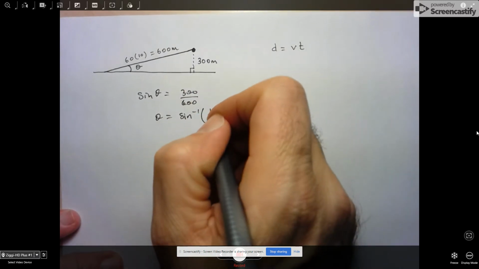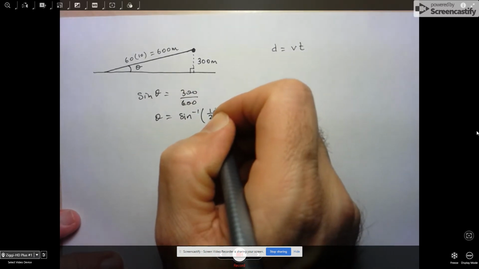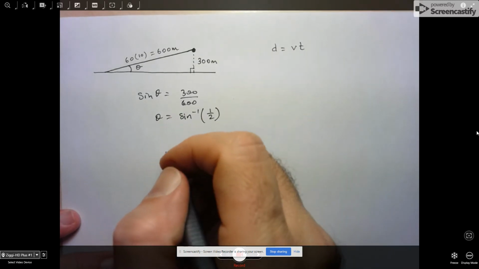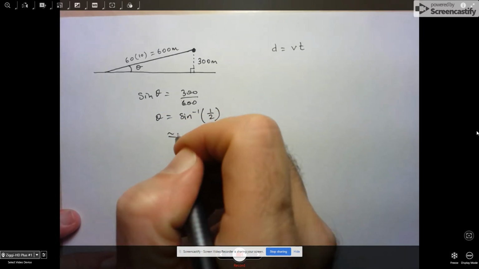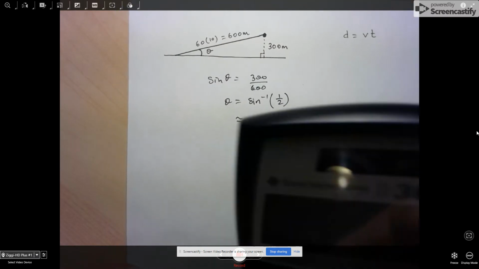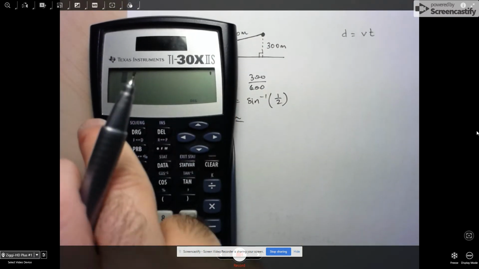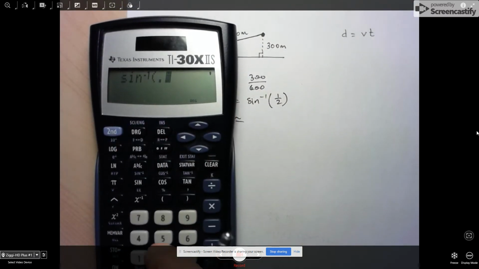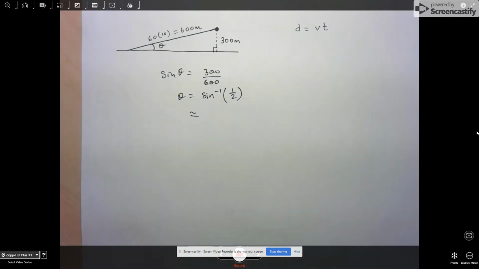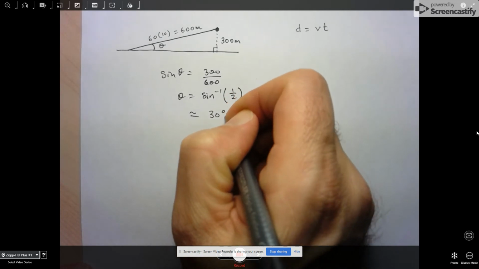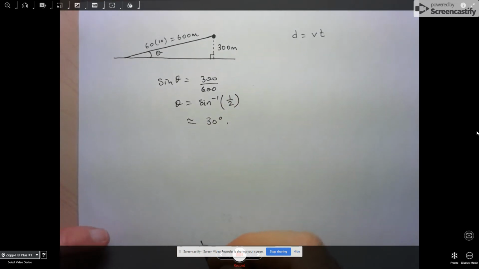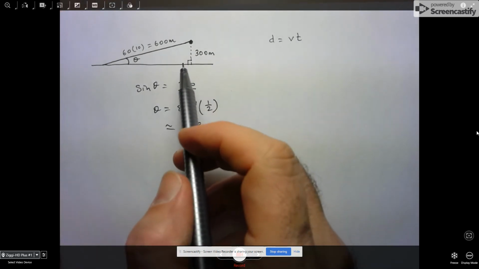Well, of course, that's just 1/2 unified. If it wasn't easy to do, I would just leave it as a nice easy fraction, but here we can write it as 1/2. So what do we have? We've got sine inverse of 1/2 is equal to 30. So 30 degrees.